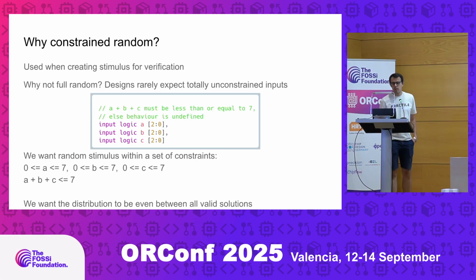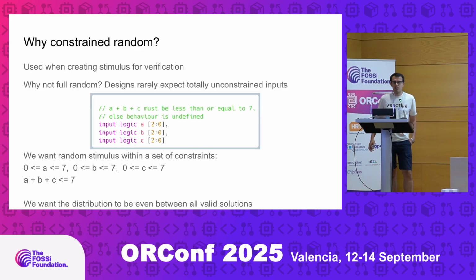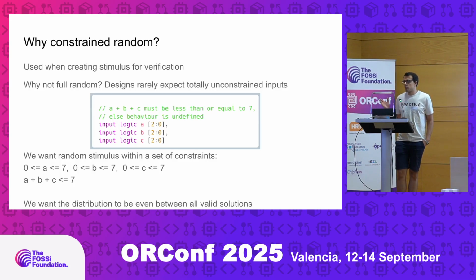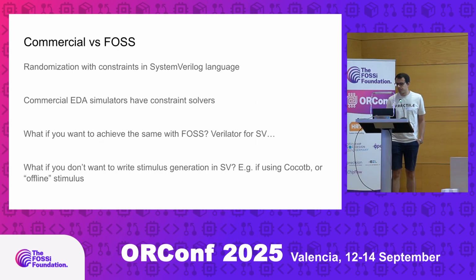Bit of background. When you create stimulus to verify a design, you rarely want it to be completely random. Designs are rarely designed to handle any input stimulus at all. For example, this design is a toy design. It just doesn't work if the sum of the three values is greater than 7. Bit of a rubbish design, but there you go. So you want to be able to create random stimulus within a set of constraints, and you want the distribution of that random stimulus to be even between all the valid solutions.